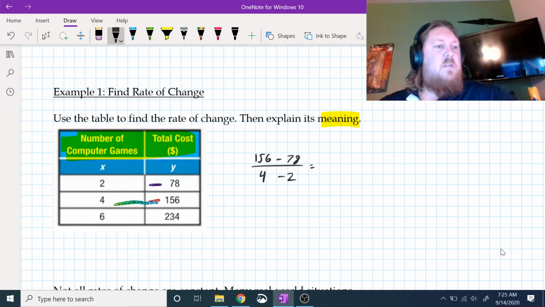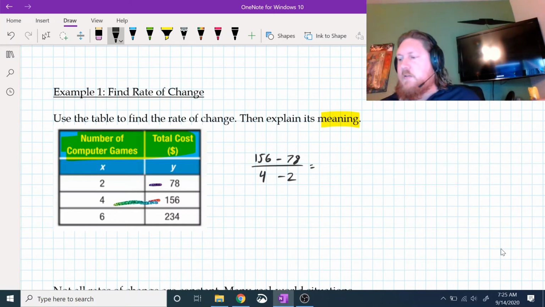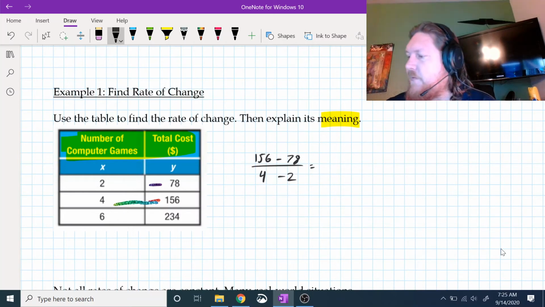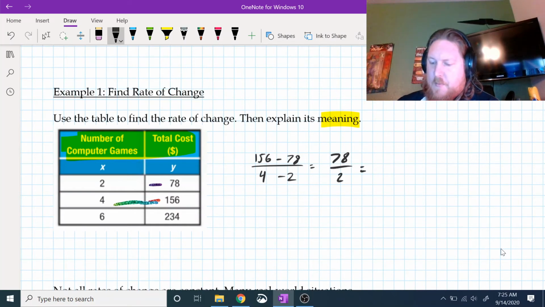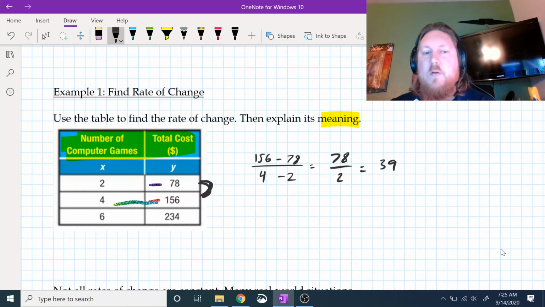So 156 minus 78 is 78. 4 minus 2 is 2. Divide that by 2 and we get 39. Now that's just comparing these two points here. I can also compare these other two points.